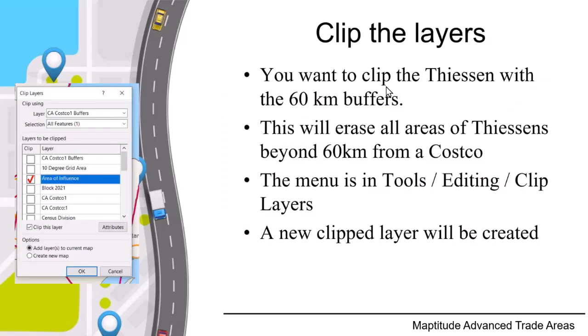It's called clip in Maptitude. And you go to Tools, Editing, Clip Layers. And then this is what you want. Clip using Costco buffers. That's the circles we just created. And the only one we want to clip is the area of influence. And that's the Thiessen polygons. Then I always like to add layer to current map. It just saves you a step. And that's it. It'll chug for a few minutes.